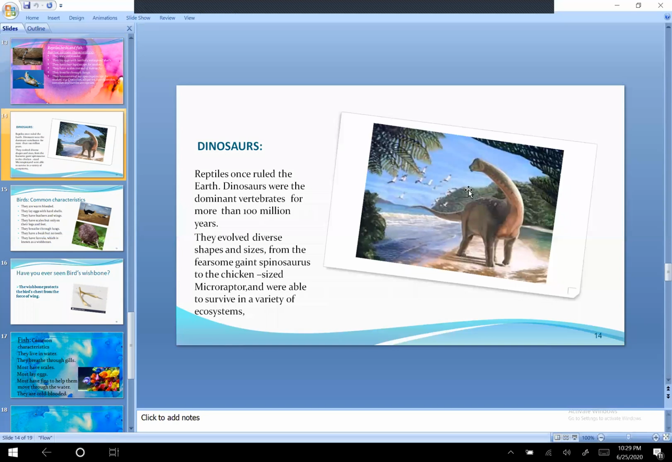Okay, what is this, children? It's a dinosaur. Reptiles once ruled the earth. Dinosaurs were the dominant vertebrates for more than 100 million years. They evolved diverse shapes and sizes, from fearsome giant spinosaurs to chicken-sized Macroraptor, and were able to survive in a variety of ecosystems. Everybody is familiar with dinosaurs. So many dinosaur movies. Children buy books relating to dinosaurs. They study about them, and you also study again and again about dinosaurs.